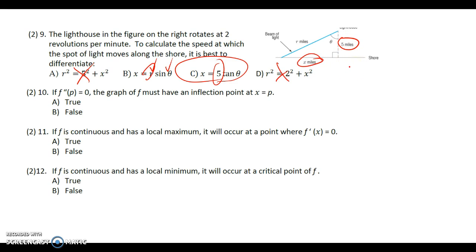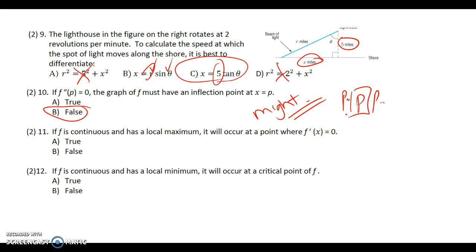Okay? 10 says, if p double prime, or if the second derivative of p is 0, then the graph must have an inflection point. Well, that's false. It might have an inflection point, but you have to check it, right? You have to check that at things very close to p. You'd have to check it at a number over here and a number over here, something very close to those.